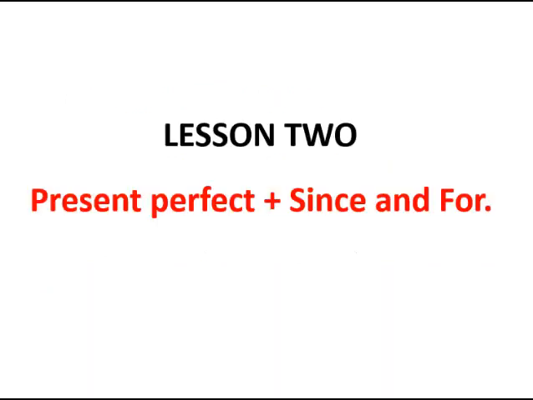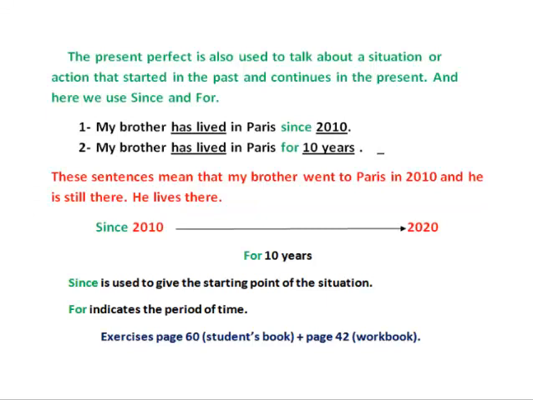Now let's start lesson 2. In lesson 2, we have the present perfect with since and for. The present perfect is also used to talk about a situation or action that started in the past and continues in the present. And here we use since and for.